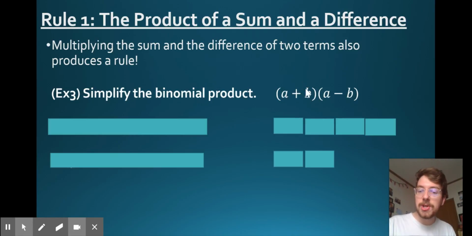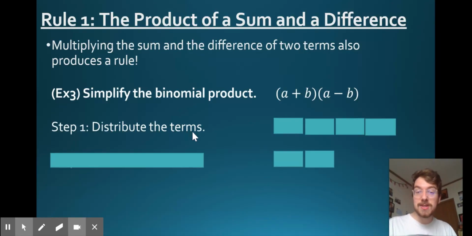So I'm still going to have two terms, A and B. They could be numbers, they could be variables, they could be whatever. Only this time in one binomial, they're being added, and in the other binomial, they're being subtracted. So it's different from before because in both of them, they were either being added or subtracted. In this one, it's got to be one and the other. And it's going to produce a slightly different rule. We'll see how that turns out. But again, same rules still apply.